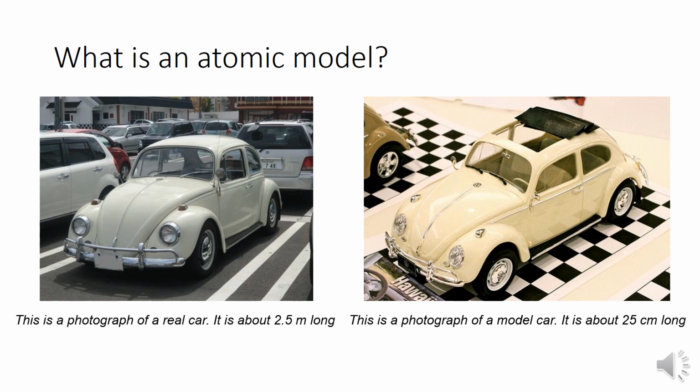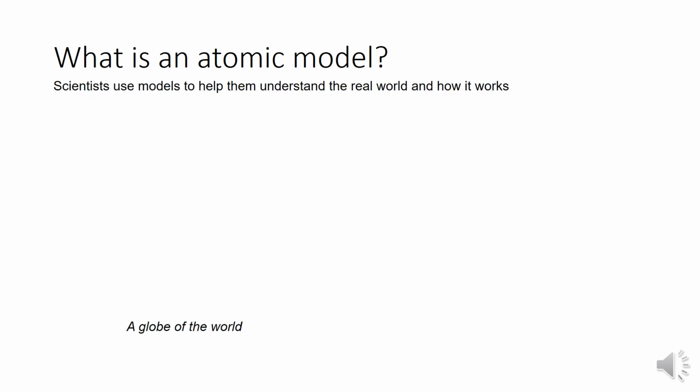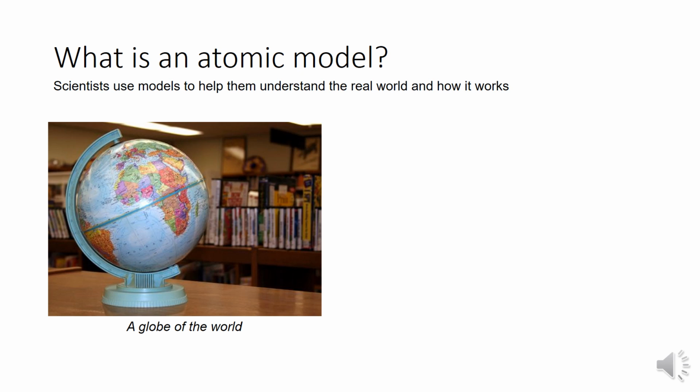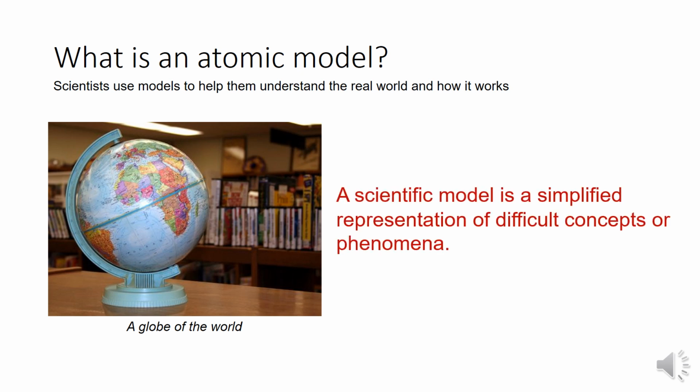Similarly, in science, scientists use models to understand the real world and how it works. Like the globe of the world, how can we represent it as a model? With this globe. This is a model for our Earth. So a scientific model is a simplified representation of difficult concepts or phenomena.